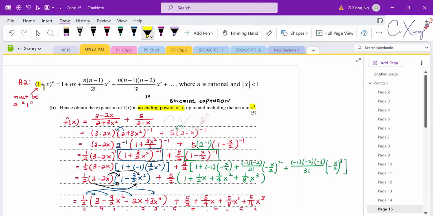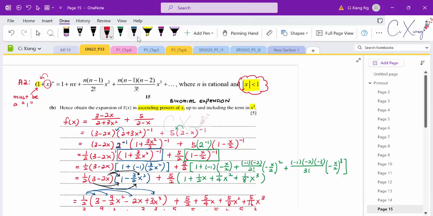When you want to apply this binomial expansion formula, they are giving you the condition where the modulus x must be smaller than 1. This is provided in the formula booklet. So that means the valid value for x in this binomial expansion is modulus x smaller than 1. How to get modulus x smaller than 1? That means the modulus of the term behind must be smaller than the value in front. So this is how they get it.